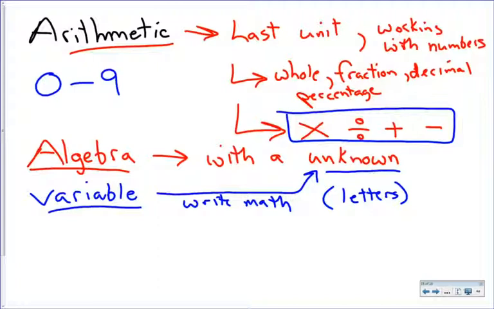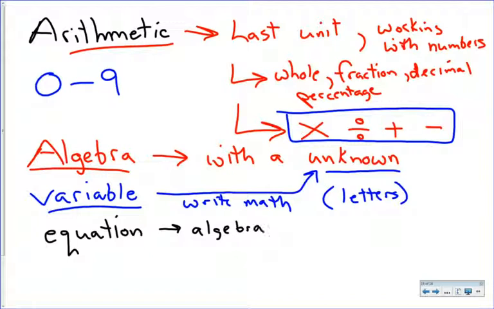And then once we start working with this, we start working with words like equation, okay, which is just algebra with an equal sign in it. Oops, let's draw that a little bit better. That's where equation, equal comes together, okay?